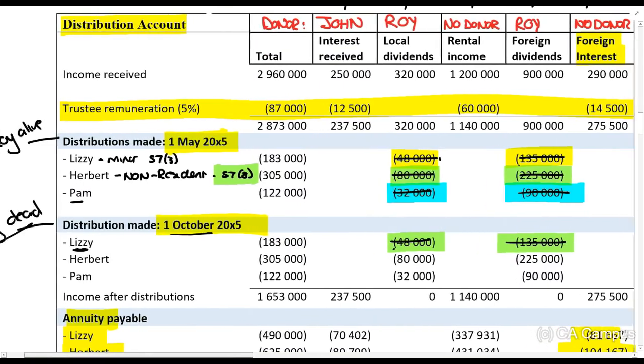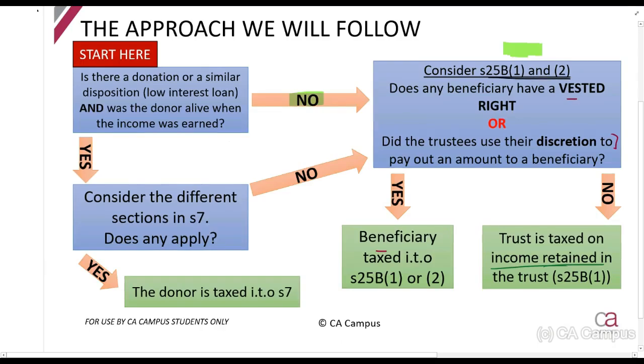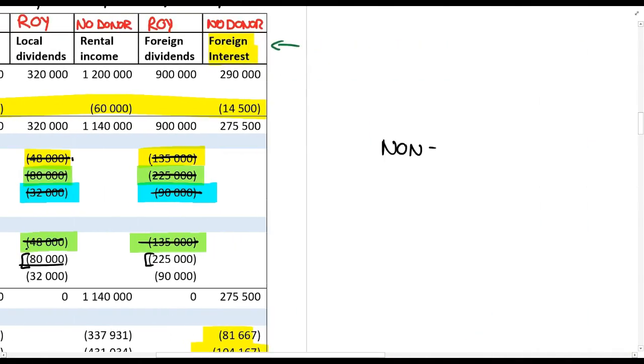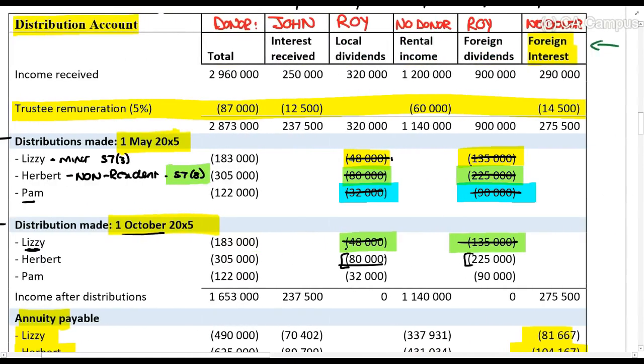Okay. That's done. Now pay attention to Herbert. Herbert's the big one. In this case, the big example. Was there a donation? This 80,000 and the 225, local and foreign dividends. Was there a donation? And is the donor still alive? No. So we have to consider section 25B. Does someone have a vested right? Yes. That person should be taxed on it. So that local dividends of 80,000 rands and the foreign dividends, Herbert should be taxed on it. But now, what is important to remember about a non-resident gross income? It's only on income from a South African source that you can get taxed in South Africa. So the 80,000 rands is local dividends, the 225 is not, it's foreign dividends.